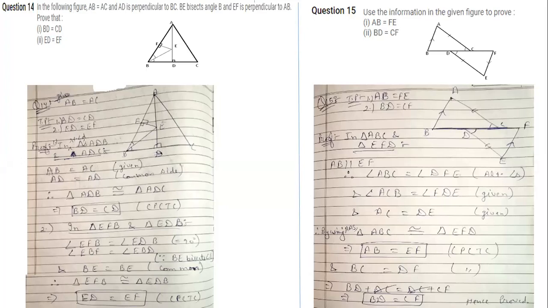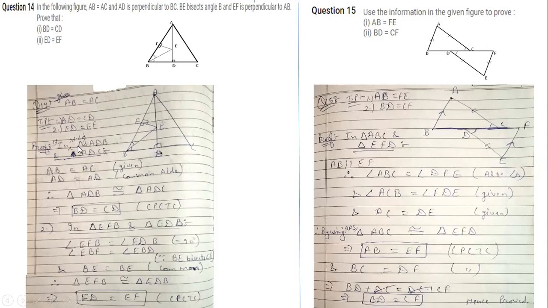Now come to the question. What is given to us? AB is equal to AC. To prove, written. Come to the proof. In right angle triangles ADB and ADC, AB is equal to AC, given. AD is equal to AD.